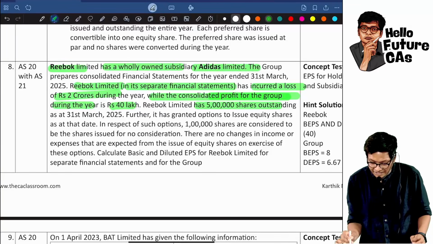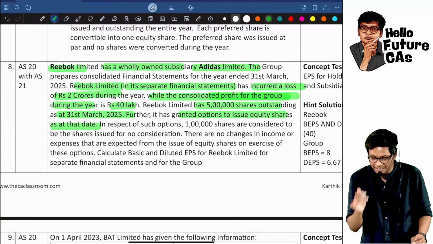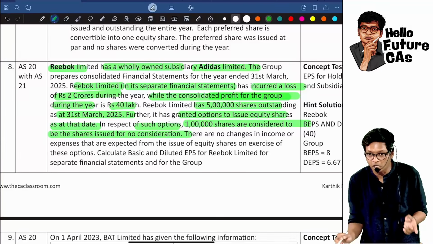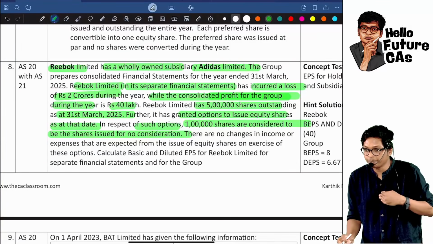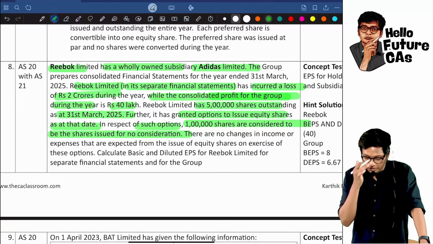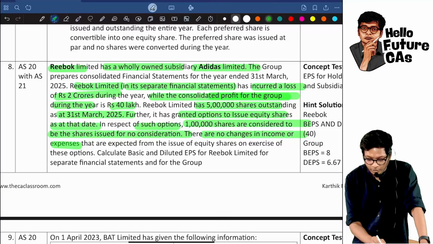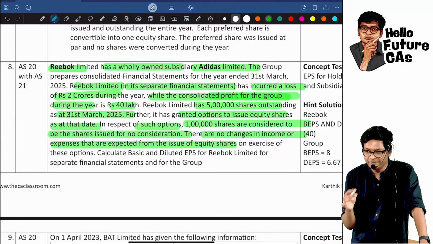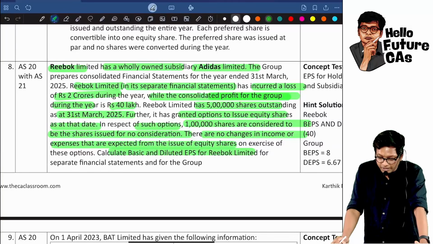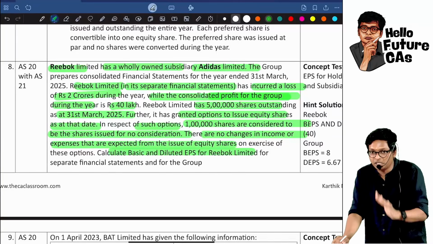Reebok has 5 lakh shares outstanding as of 31st March. It granted options to issue equity shares on that date. In respect of such options, 1 lakh shares are considered to be issued for no consideration, like bonus. That means I will add the full 1 lakh. No need to do any adjustment. There is no change in income or expense expected on the shares to be issued. Leave it, it's a deep concept. Calculate basic and diluted EPS for Reebok, separate FS, and for the group.